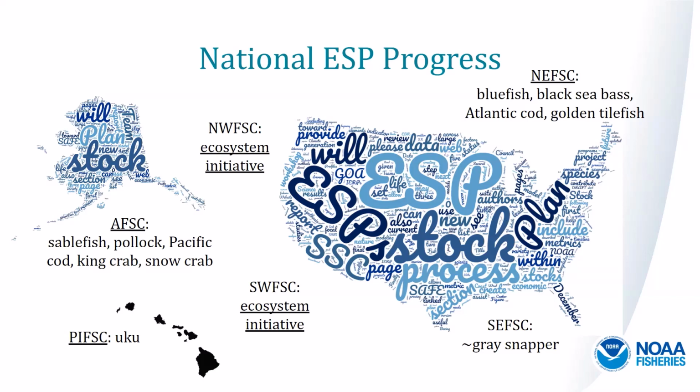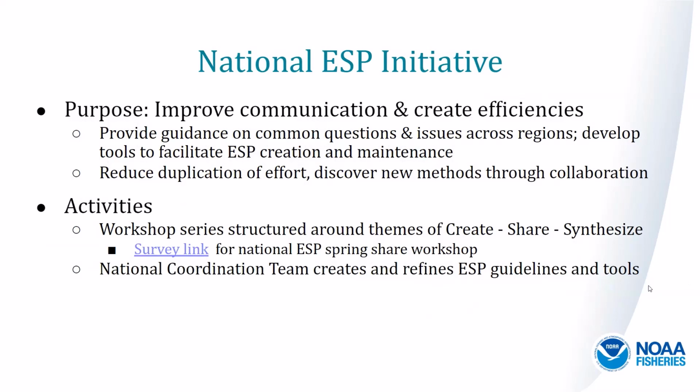So this increase in momentum across all centers inspired the creation of a national ESP coordination initiative, which began in 2022. The purpose of this national initiative is to open multiple lines of communication to share ESP progress across science centers and to create efficiencies as ESPs are developed and integrated into fisheries management. So our national coordination team helps bridge the gap between ecosystem, economic, and stock assessment communities by encouraging cooperation and communication across a wide variety of programs towards this common goal of implementing ecosystem-based fisheries management.